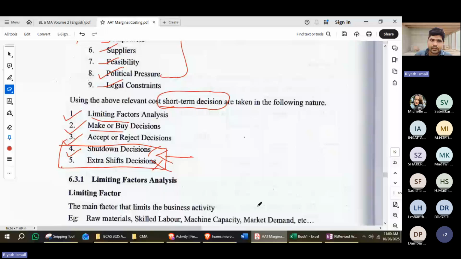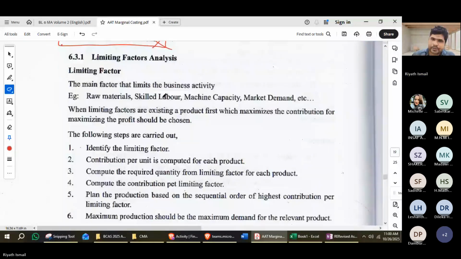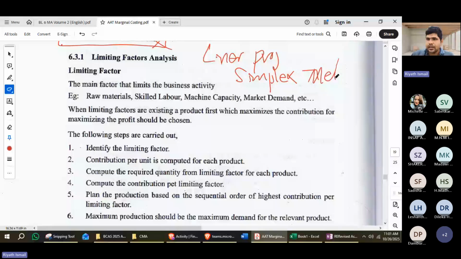First, we will talk about the limiting factor. So what does limiting factor mean? Have you studied linear programming and the simplex method? Have you heard about these things in your earlier studies? Did you study it?